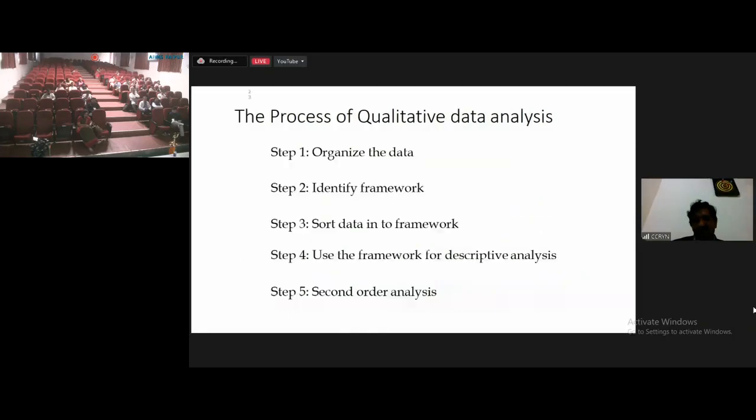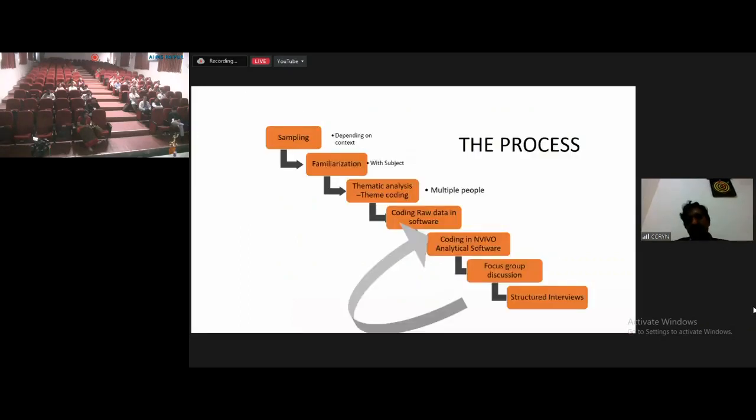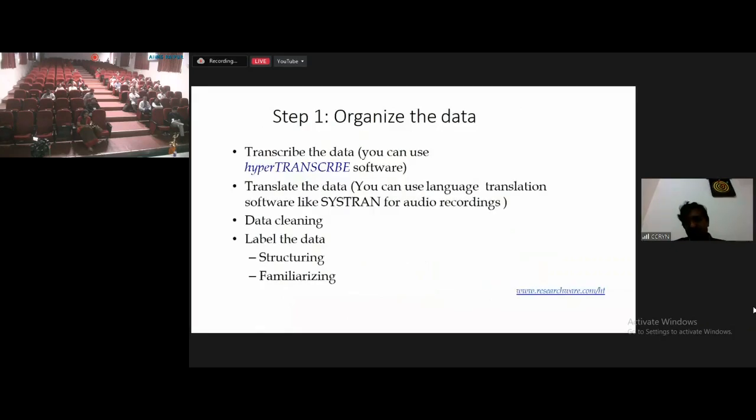Okay. So the process of qualitative data, as you have already seen: organizing the data, identifying the framework, sorting the data into the framework, and using the framework for descriptive analysis. Then you have what is called second order analysis also. I won't go into details. So you have software for doing this. What you do is you transfer the data. Software is also available called HyperTranscribe. And transfer the data. If there is a different language, you can use a translator for audio recordings. Again, there are problems with these audio recordings. It's always not accurate. Okay.